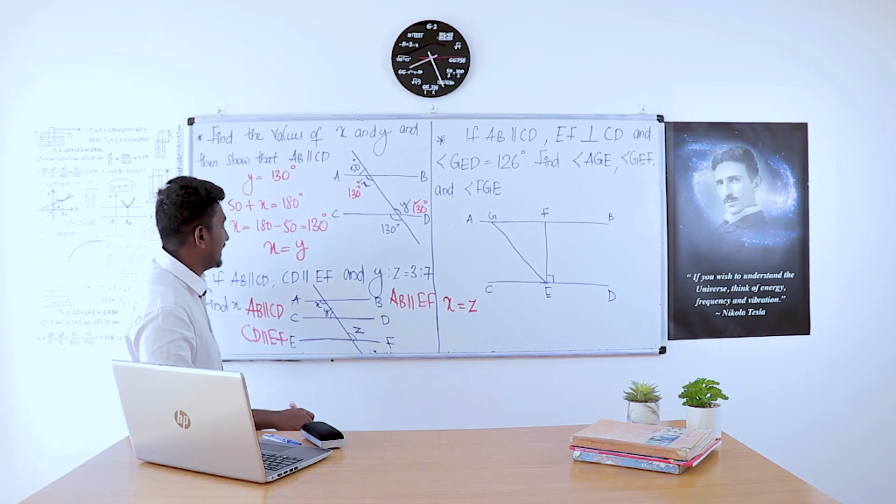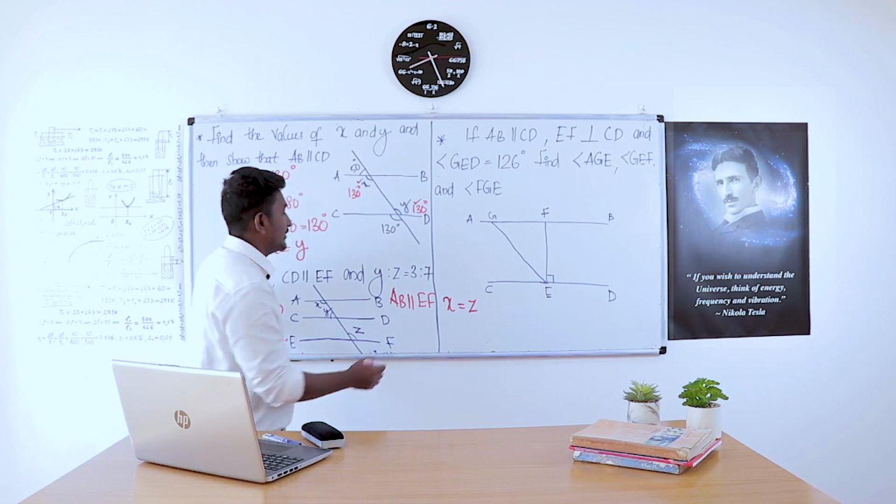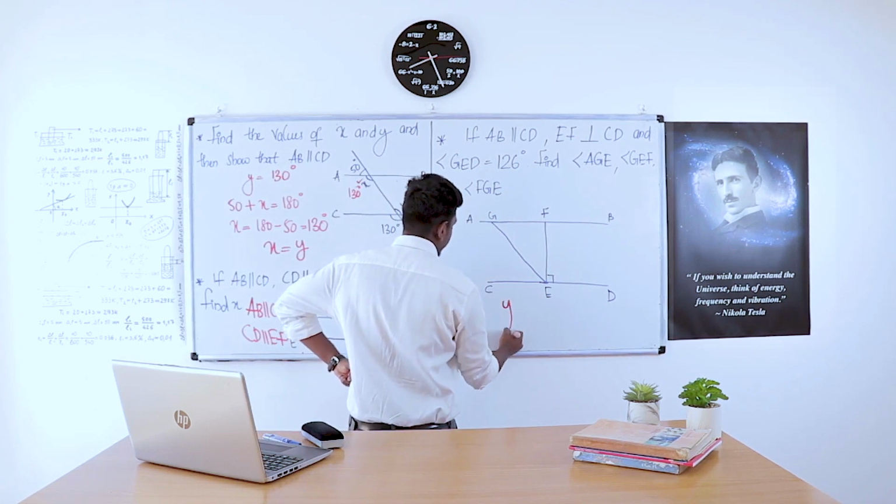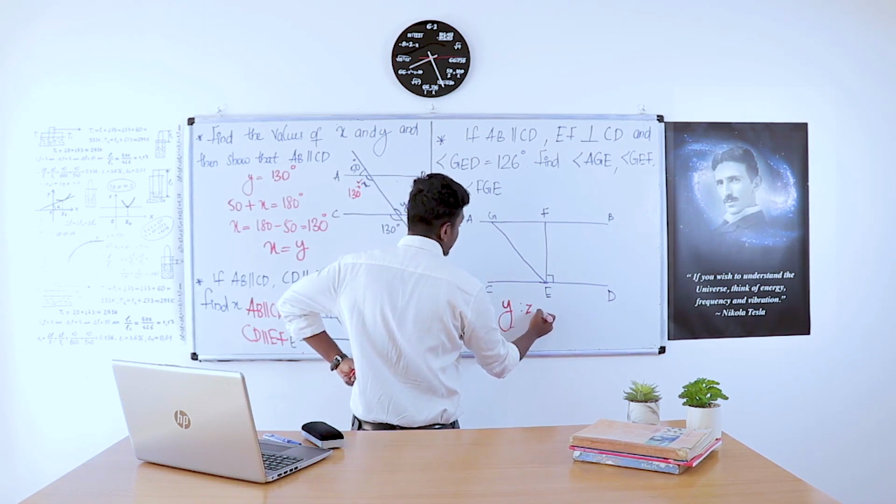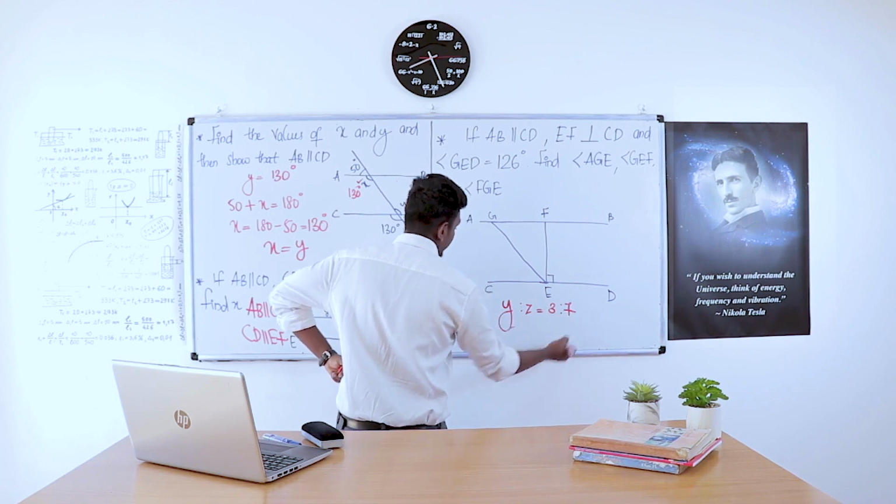AB and EF are parallel. So X and Z are alternate interior angles. Thus we can say that X equals Z. Now a condition is given that Y is to Z is equal to 3 is to 7.